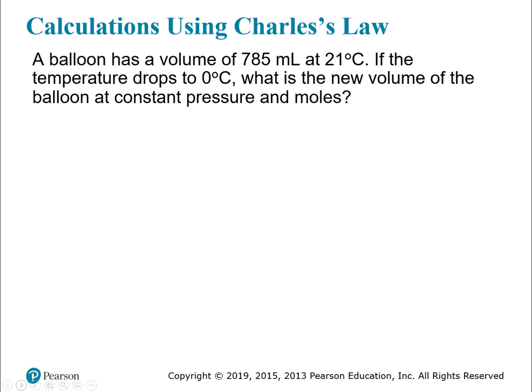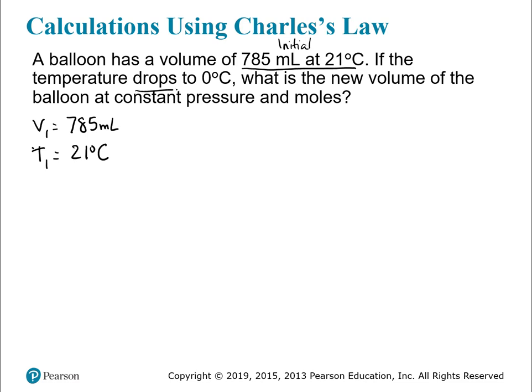Let's do a sample calculation. A balloon has a volume of 785 milliliters at 21 degrees Celsius. If the temperature drops to 0 degrees Celsius, what is the new volume of the balloon at constant pressure in moles? Well, we have a balloon with a volume and a temperature. Those are our initial conditions. So V1 is equal to 785 milliliters, and T1 is equal to 21 degrees Celsius.